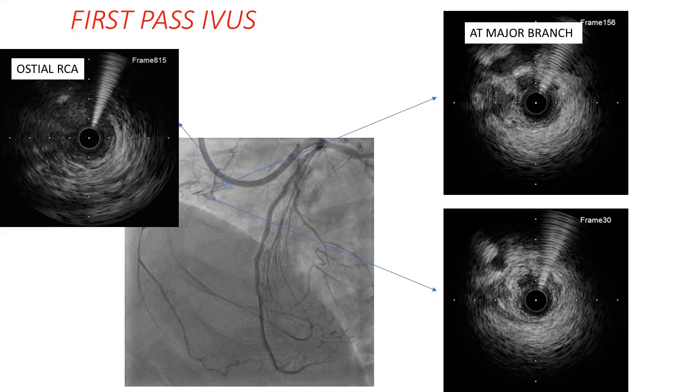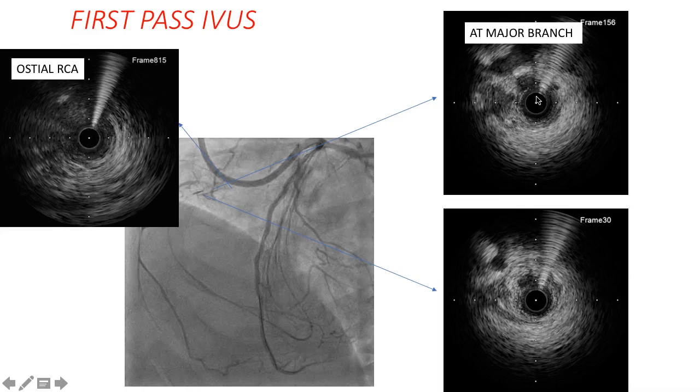So the first step is better to do an IVUS just to identify whether your wire is in the true lumen or is there any dissection re-entry, because dissection at the ostial RCA is a bit of a dangerous thing. You may even extend those dissections into the aorta. So we did an IVUS. So you can see this is the ostial RCA.